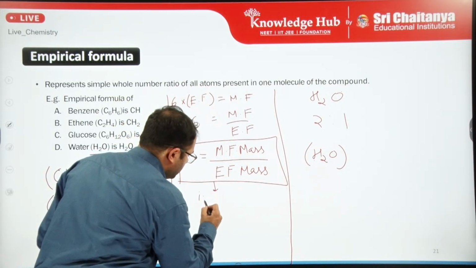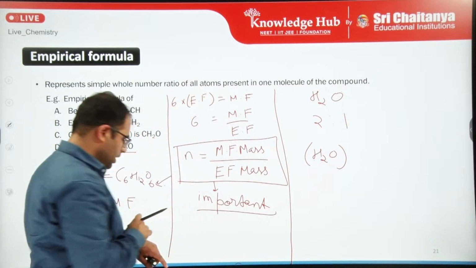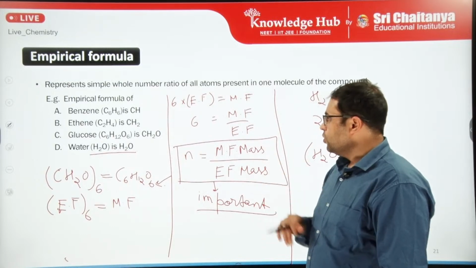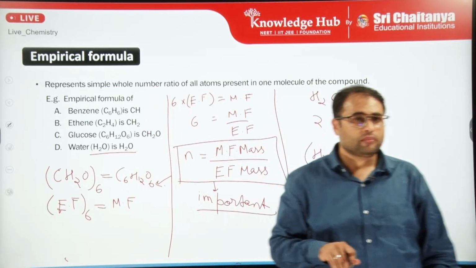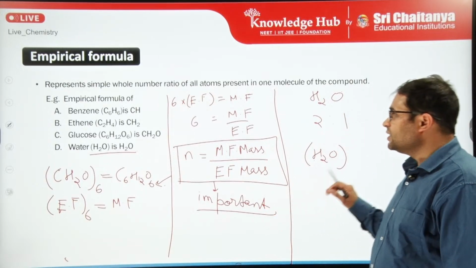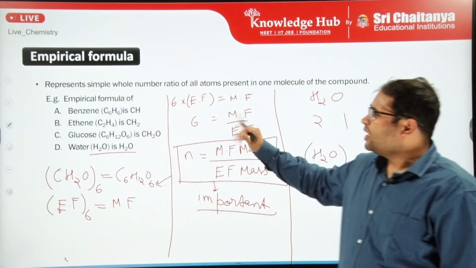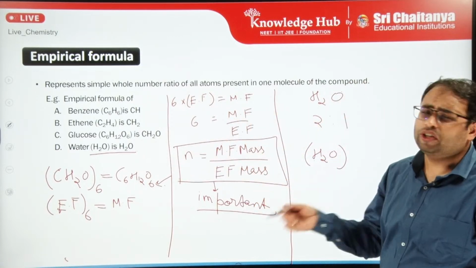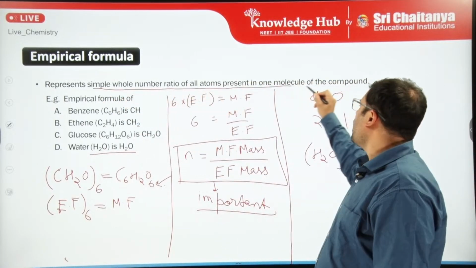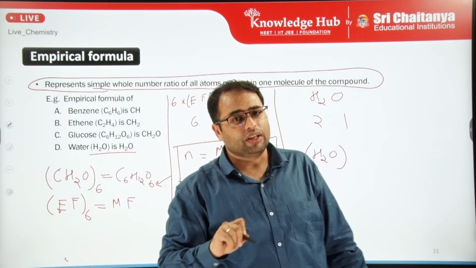This is important and will be used in numericals. Be careful about that. Okay. Note this down and try and remember this. So all in all, this is simply the empirical formula, nothing big. People get confused in this. There is nothing to be confused. It is just a simple whole number ratio of all atoms present in one molecule of a compound, right? That's what it is.